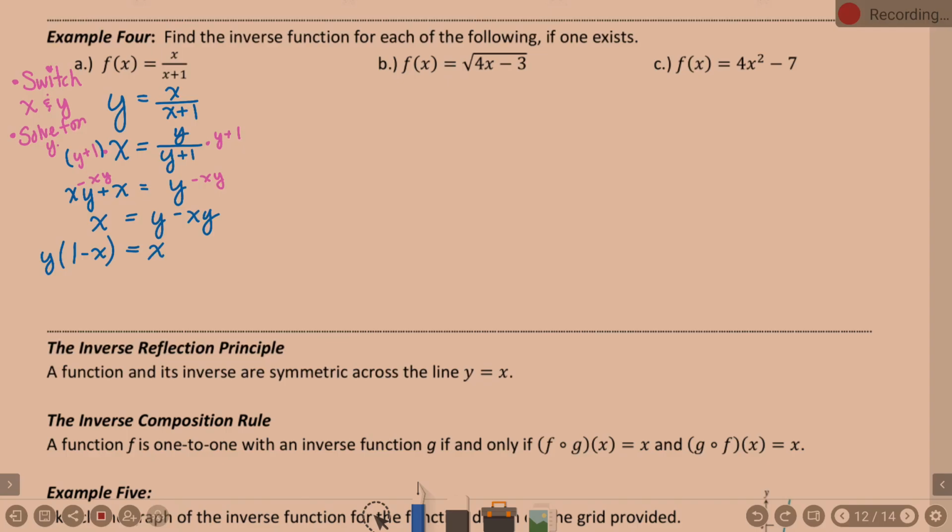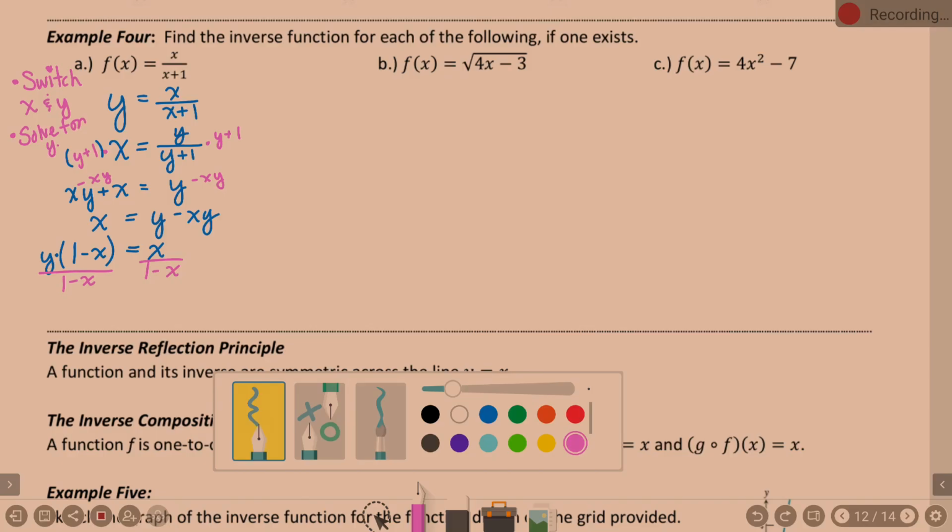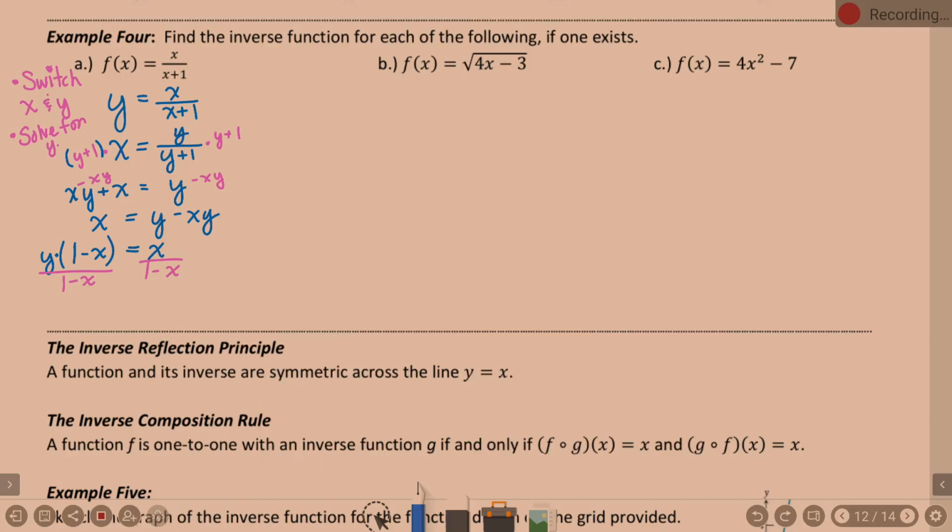Now I can divide. What's being done right now? It's currently y times 1 minus x. To undo multiplication, you can divide. What am I dividing by? 1 minus x, because I want to get y by itself. So we're going to divide by 1 minus x. On the left, my 1 minus x's cancel, and I have y equals. On the right, x divided by 1 minus x.